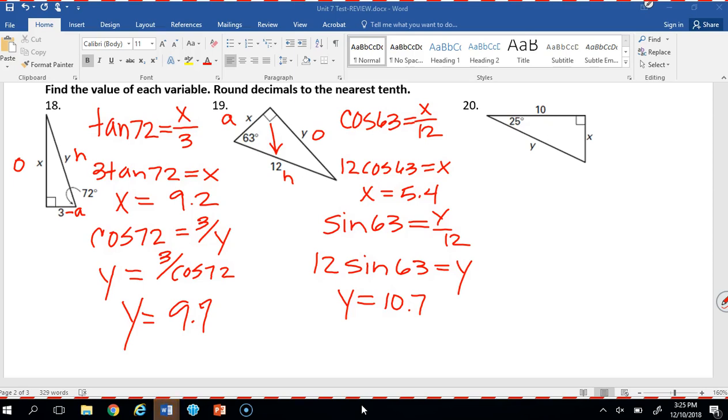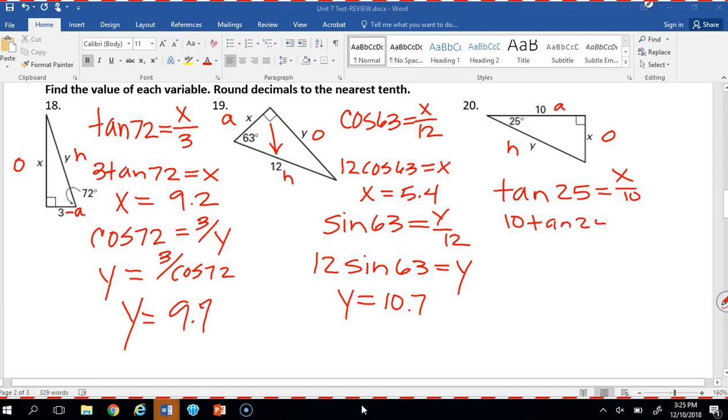So number 20. Again, let's look at what ratios we have here. This is our hypotenuse, the 25, and the x is our opposite, and this would be our adjacent. If we solve for x, we have our opposite and our adjacent, and that is our tan ratio. So tan of 25 equals opposite over adjacent, so that would be x over 10. Again, we multiply both sides, so 10 times the tan of 25 equals x. So x here is equal to 4.7.